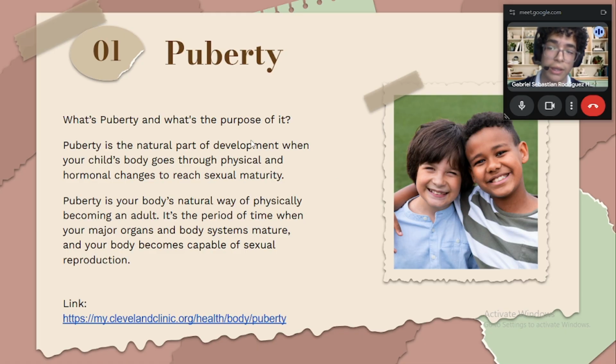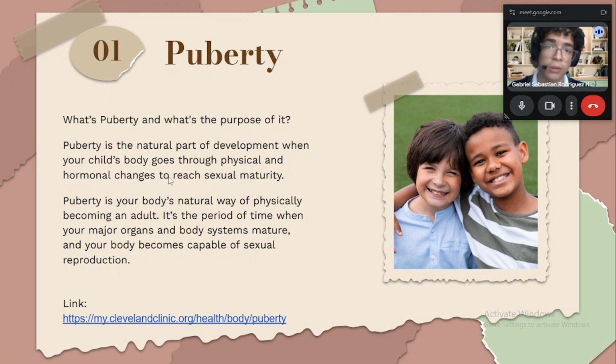So, it says right here: puberty is the natural part of development when your child's body goes through physical and hormonal changes to reach sexual maturity. And what's the purpose of it? Well, puberty is your body's natural way of physically becoming an adult. And in this period, your major organs and body systems mature and your body becomes capable of sexual reproduction. All right? So, this information was taken from the Cleveland Clinic organization.